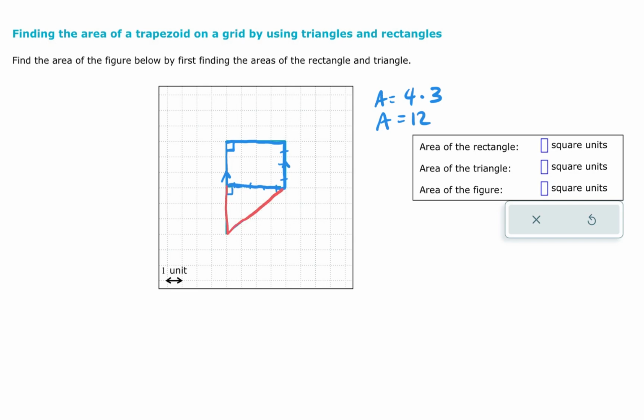So this is a right triangle, and its base is 1, 2, 3. And its height is 1, 2, 3, 4. Of course, for a triangle, we need to multiply the base times height, and then we want half of it, so we have to divide by 2. 12 divided by 2 is 6 square units. So to fill in our answers on the right, the area of the rectangle is 12 square units. The area of the triangle is 6 square units. The total figure is 12 plus 6, or 18 square units.